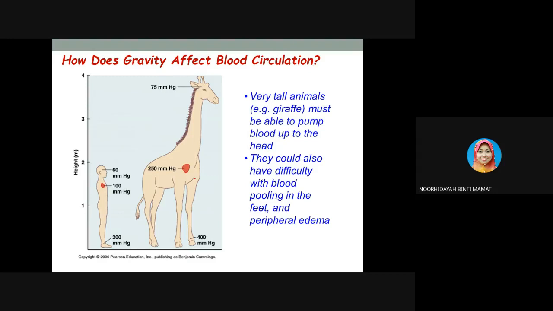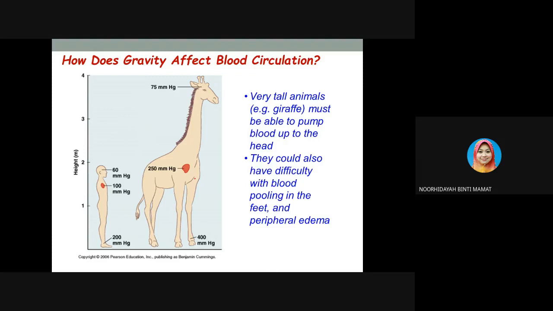So just now was the effect of gravity on our blood pressure, and this is the effect of gravity on blood circulation. How does gravity affect blood circulation? Here we have two examples: the giraffe and also a human.